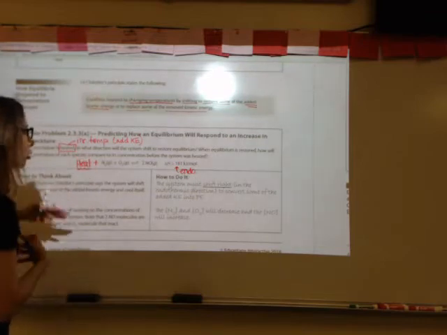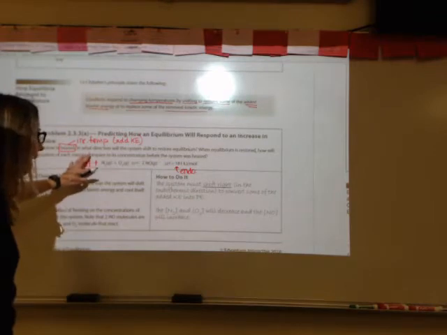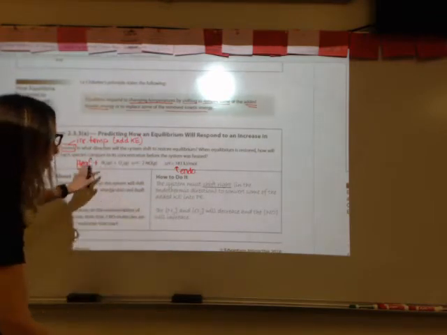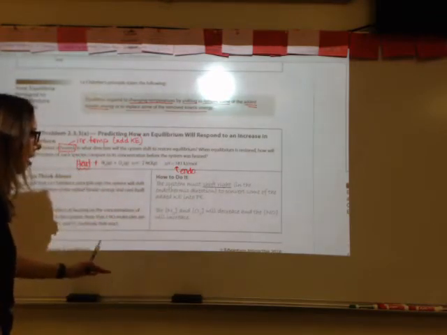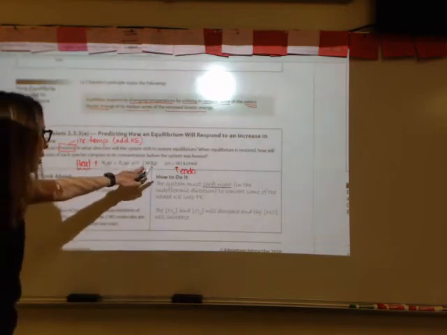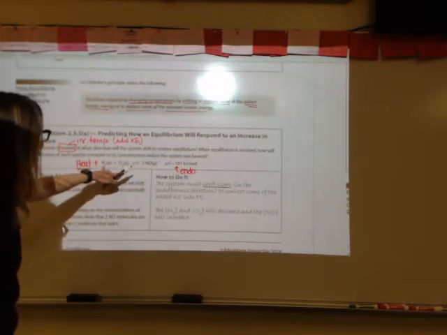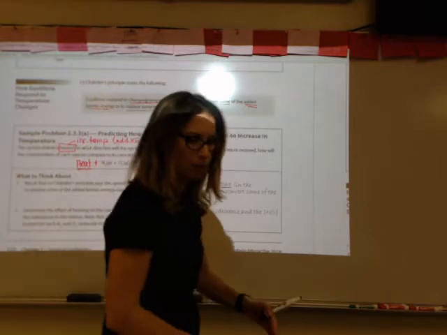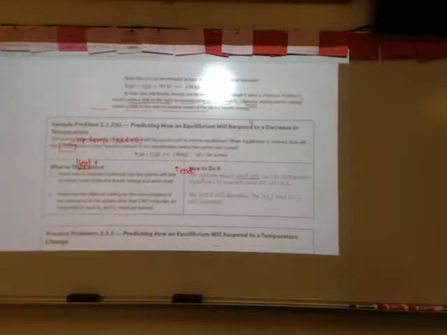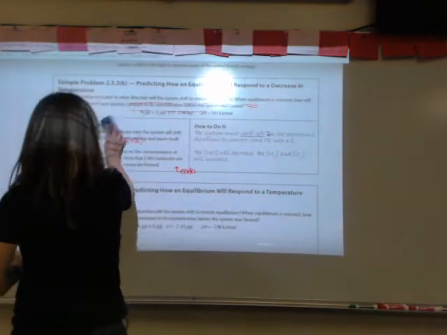So I need to consume some of it. So I'm going to shift to the right to consume some of that added heat, if you want to think of it that way. That will bring down my kinetic energy and help me get back to equilibrium, which means the concentration of NO will increase and the concentration of N2 and O2 will decrease. Let's take a look at this next example.